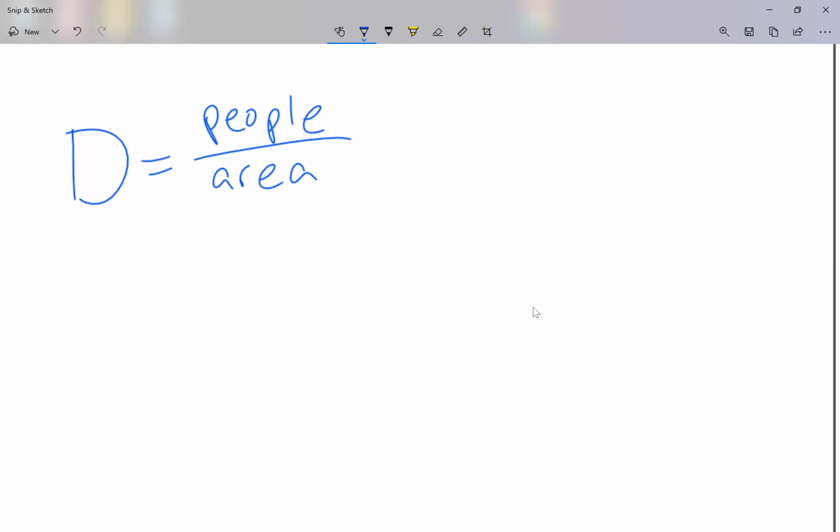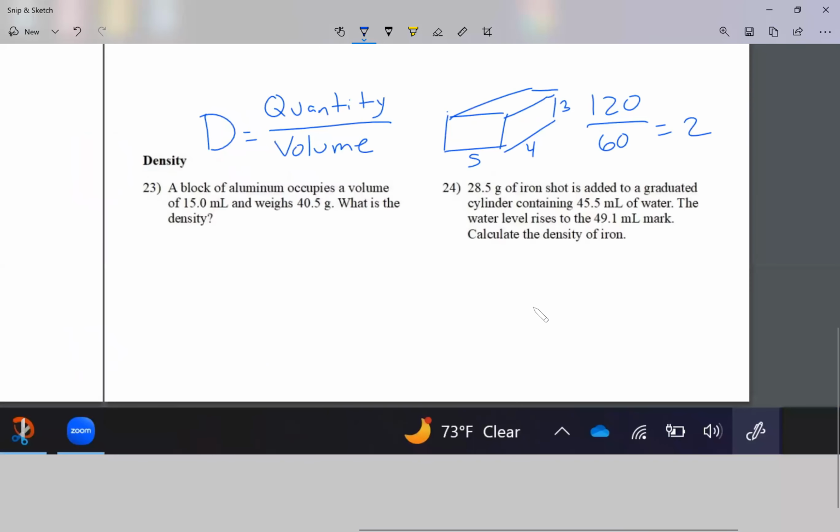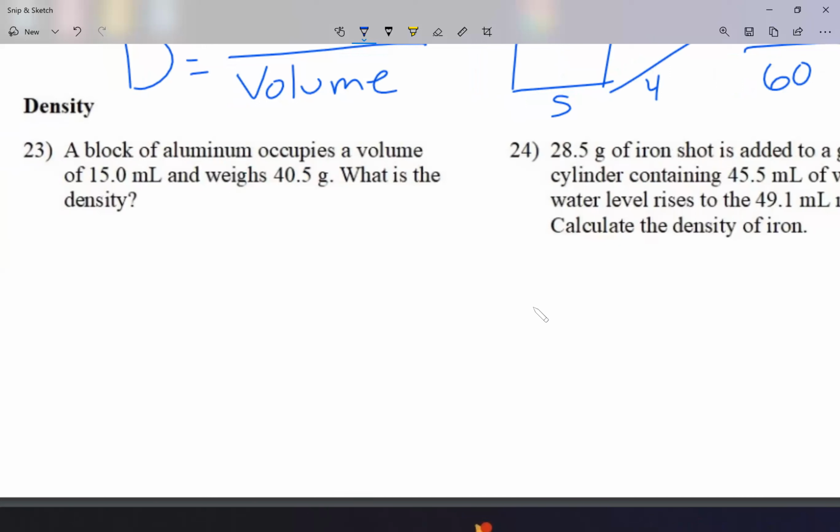Another way we're going to use it is mass over volume. Okay, mass over volume. So what does that mean? How do I use that? Let me show you a couple examples. I create these examples because it's a little bit easier to explain like this.